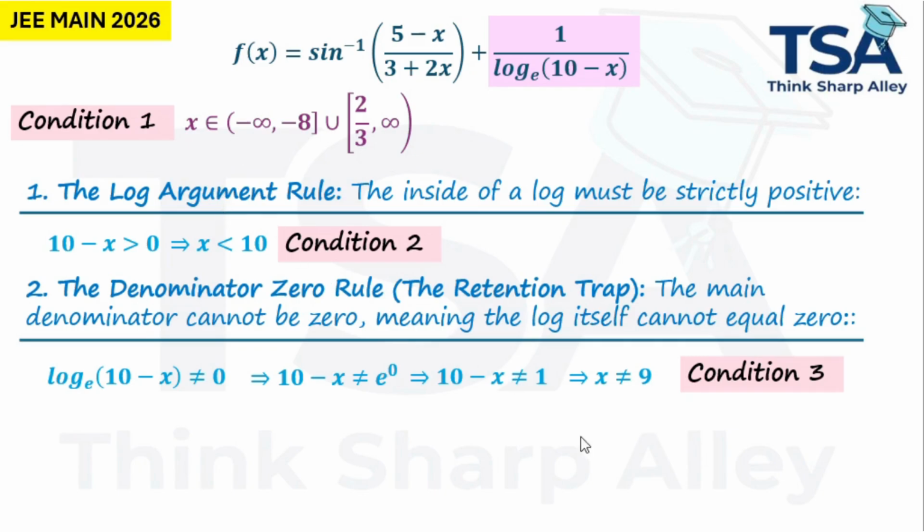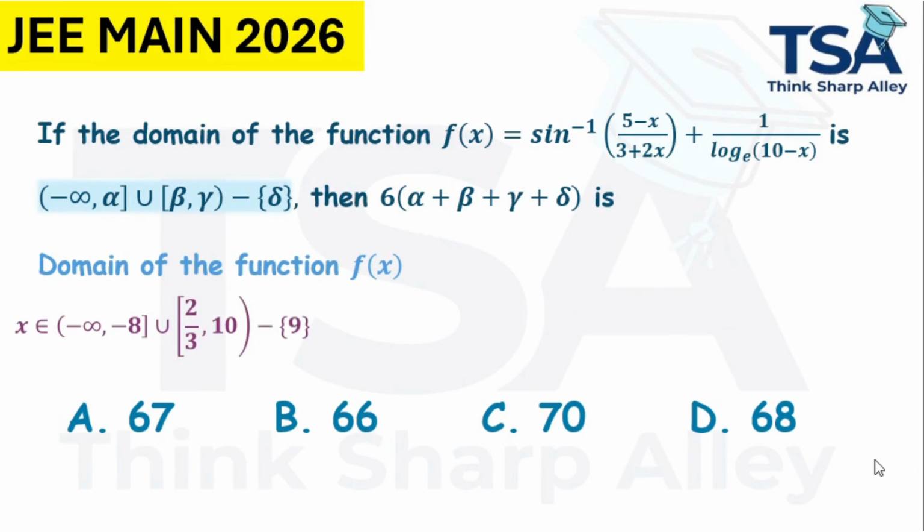So combining the first and second conditions, we have x must belong to minus infinity to minus 8 where minus 8 is included, 2 by 3 to 10 where 10 is not included. So the second interval gets cut off at 10. But we are not done yet. Since the logarithm is in the denominator, it cannot be 0. So we got x is not equal to 9. So we simply remove 9 from the domain. Therefore, this. Now it's just a matter of comparing this with the form which is given in the question.